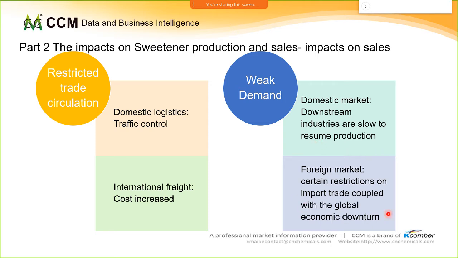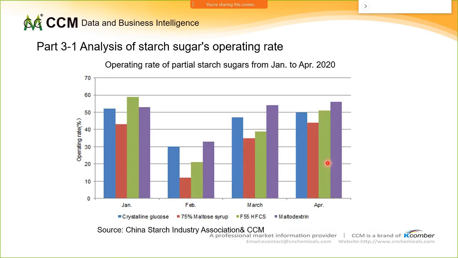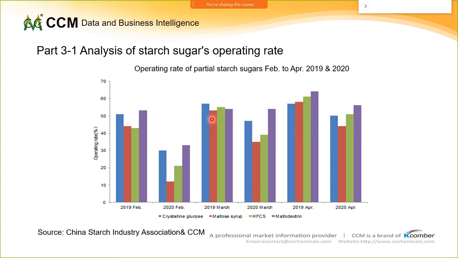Let's go through the starch sugar's operating rate. Due to the Spring Festival and especially the impact of the epidemic, the overall operating rate was at the lowest point in history in February. And reviewing it against the operating rate in February 2019, it's more visual and obvious.